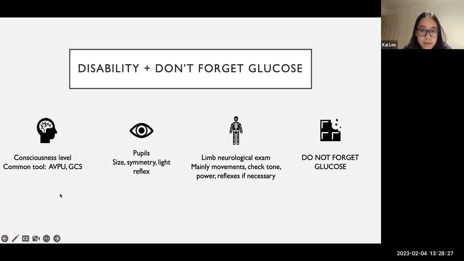Some other things you might want to consider for D is using AVPU or the GCS, which gives you a good indicator of what the patient's conscious level is like. Then you'd like to assess the pupils just to make sure that they're reactive to light and they're not constricted or dilated. A quick neurological examination will be really helpful as well. And don't forget about glucose.